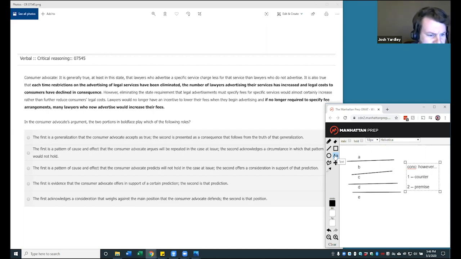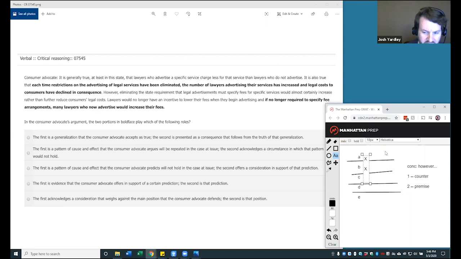Answer choice A says the first is a generalization the consumer advocate accepts as true. They do say it's true, but I don't think it's a generalization they accept as true because the conclusion says the opposite. It's a counter. So I'm going to knock off A. B says, argues it'll be repeated in this case. Nope. The conclusion says the opposite.